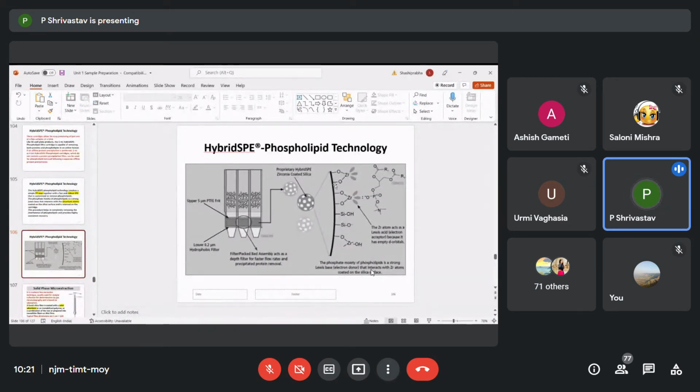Now, this is a silica particle. So this stationary phase material is again silica based, but it is chemically modified with some zirconium complexes.